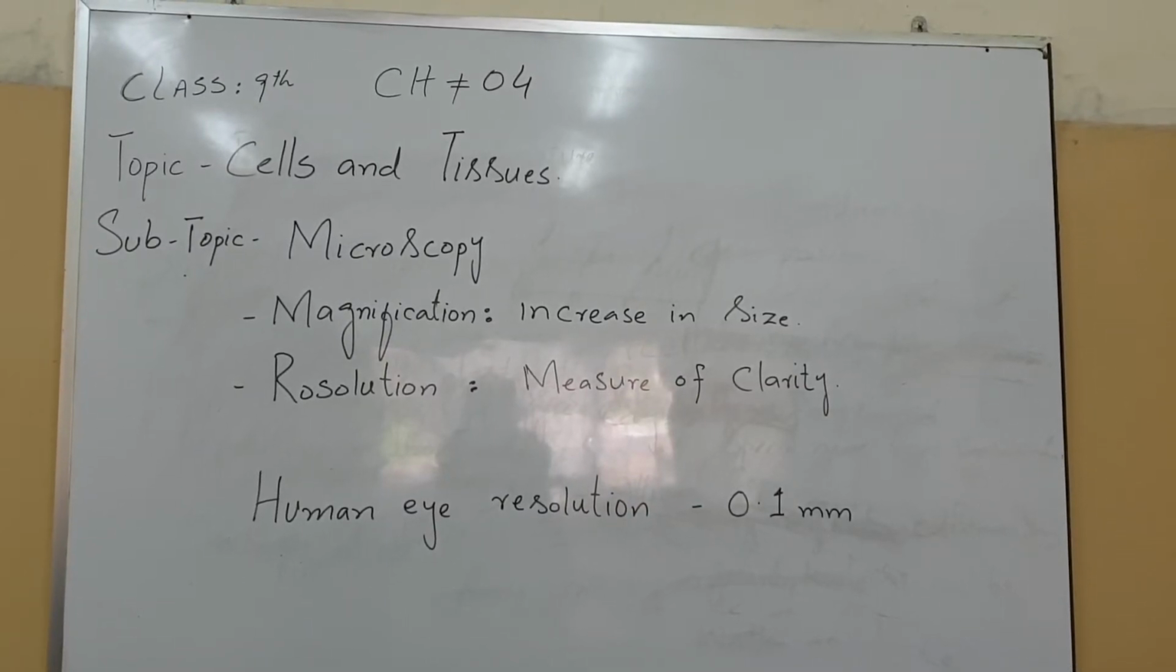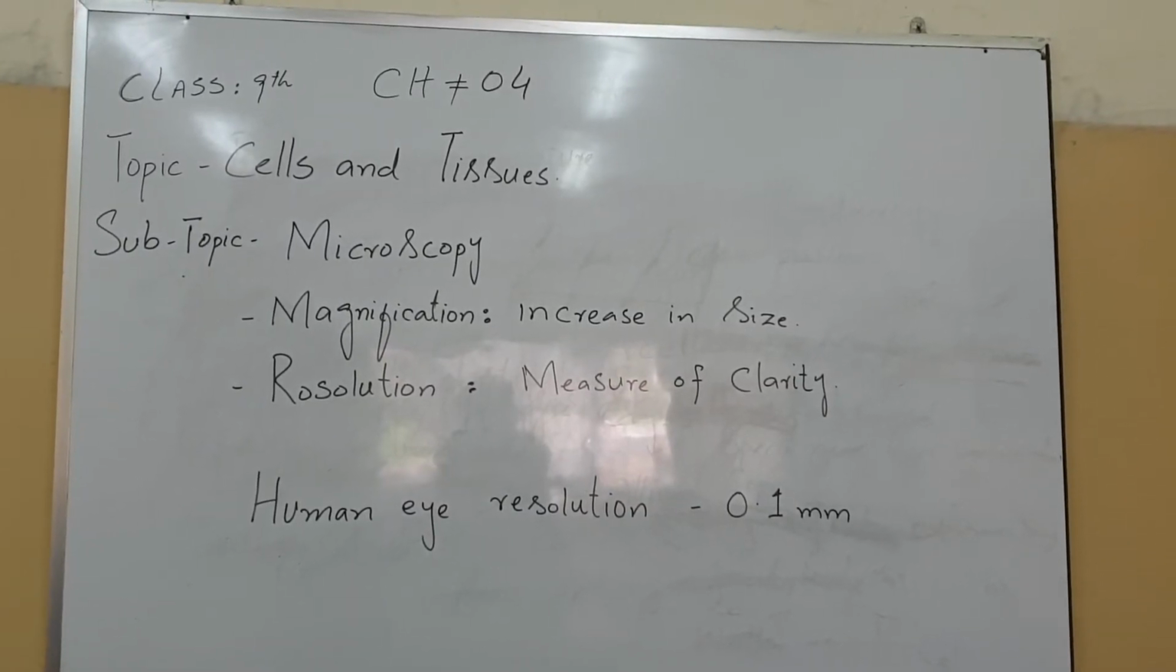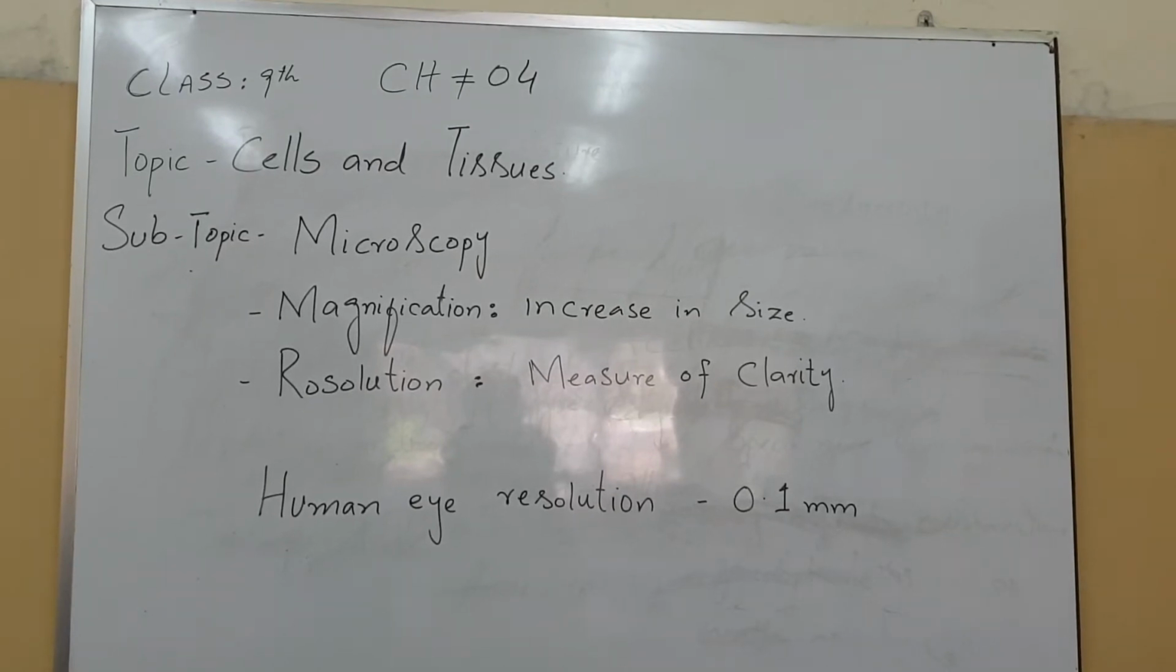Bismillahirrahmanirrahim. The topic of today is the cells and the tissue, and this is chapter number 4, in which we will start our course from the microscopy. The first topic of this chapter will be the microscopy.